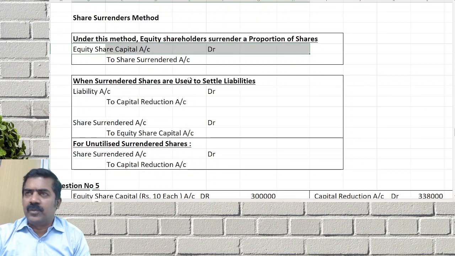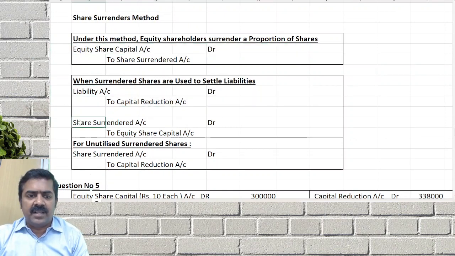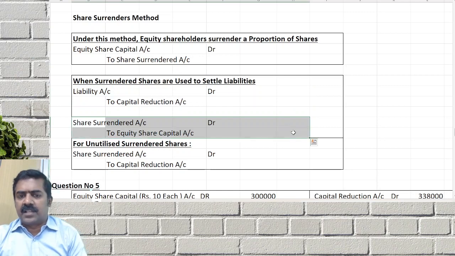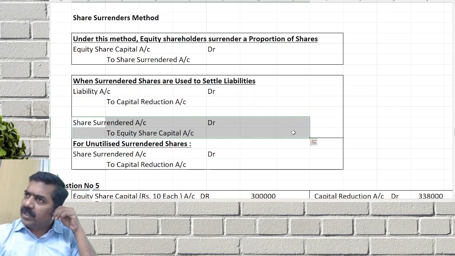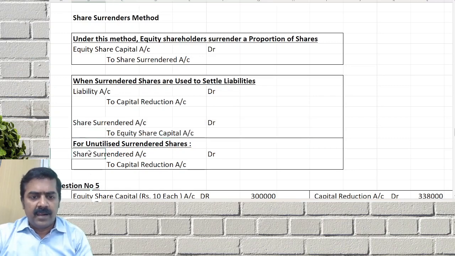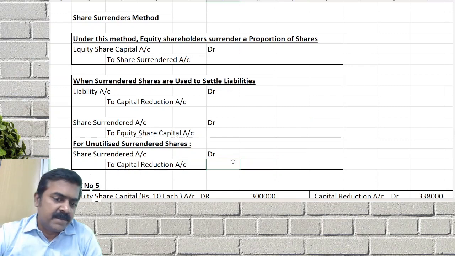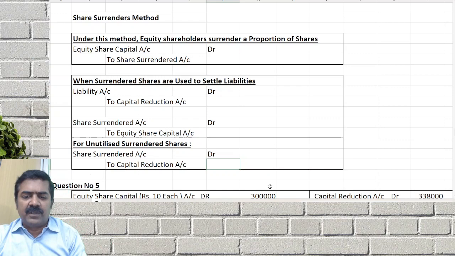Equity share capital to which account? Share surrender account. Using that, we settle the liabilities, and the share surrendered is transferred to which account? Equity. The share surrendered is converted into equity share capital. Unutilized surrendered shares are transferred to capital reduction. That also we had seen. Conceptually that is all.